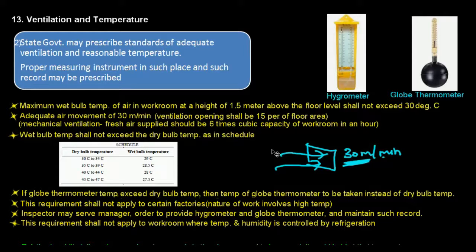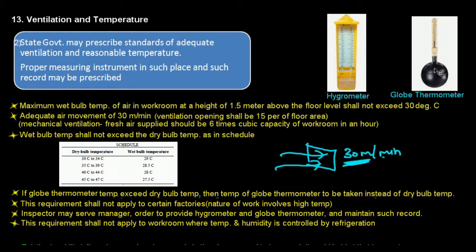Globe thermometer is as shown over here. It is a thermometer which is put in a globe of 15 centimeter diameter, and it is coated with matte black color. So this is a globe thermometer. Now the globe thermometer is used to measure the radiant heat. Now what is radiant heat? As we have already learned, there are 3 modes of transfer of heat: convection, conduction and radiation. So this is used to measure the radiation mode.